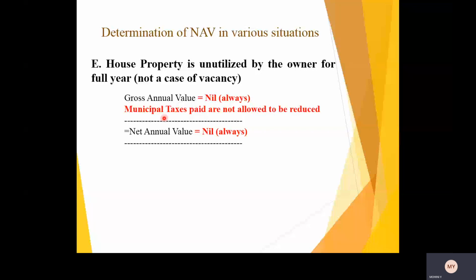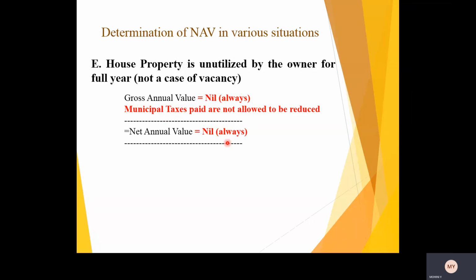Okay, he is not able to utilize it. He never had any intention to give this on rent. He wanted to use that property for himself, but he is not able to do so. So if this is the case, it means it is unutilized, and the tax treatment is the same as self-occupied property: the gross annual value is always nil. Municipal taxes are not allowed to be reduced, so the net annual value is also always zero.